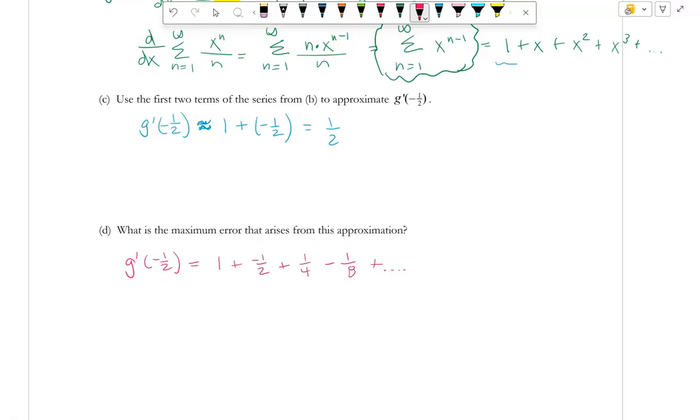We'll notice that this is an alternating series. This is something where I do not need to use the Lagrange error bound. So if this is an alternating series and I use the first two terms for my approximation, then my maximum error is going to be the magnitude of my first unused or neglected term. So the magnitude of 1/4, which is just 1/4. So my error, I should say, is going to be less than or equal to 1/4.